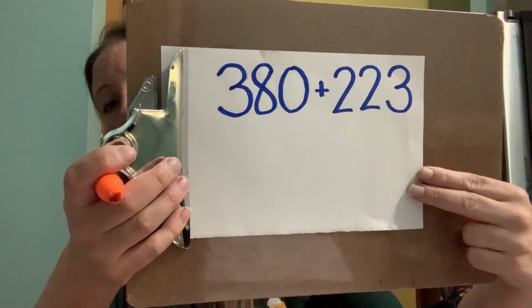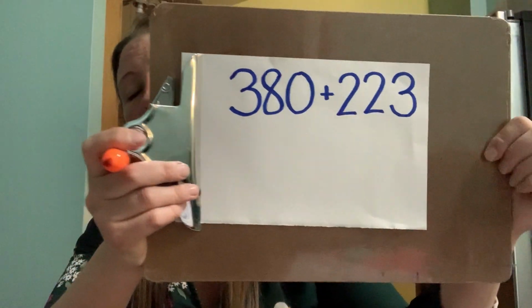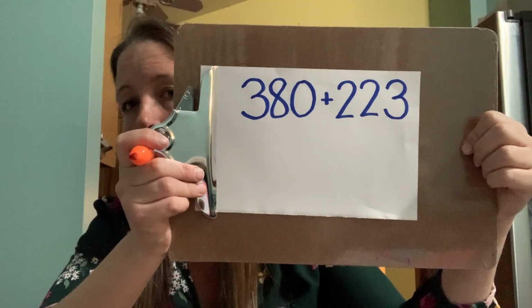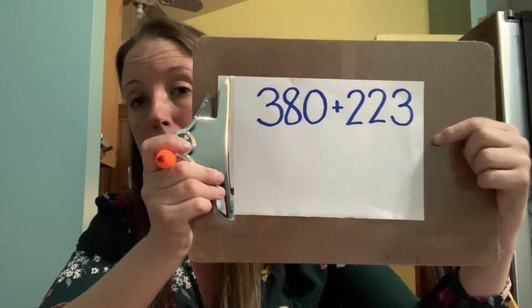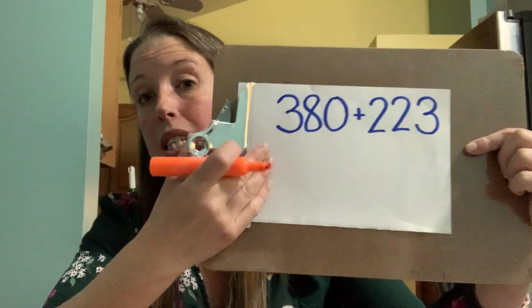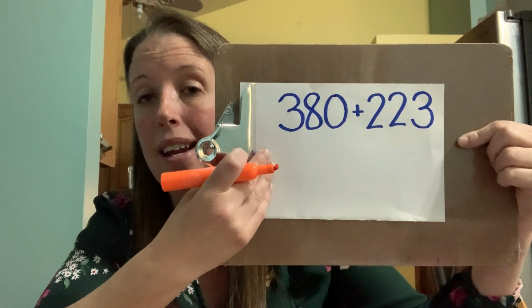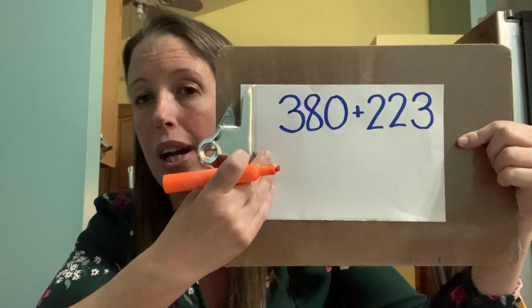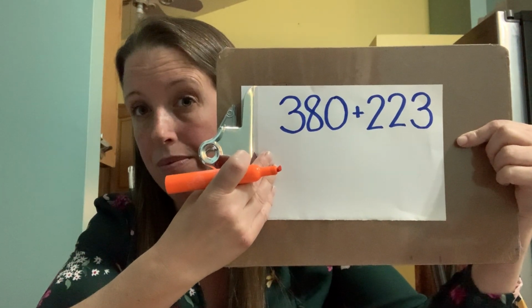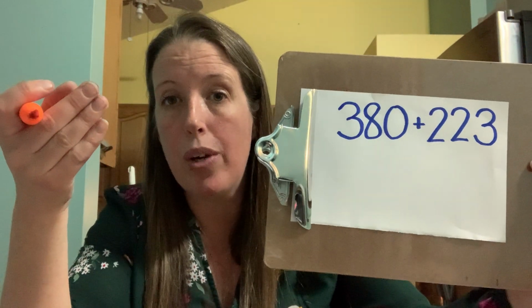I have 380 plus 223, and I want to make a friendly number. And a really nice way to make a friendly number is to bring us to our nearest 100. So 380 is pretty close to what 100? 400. So what do I need to get there? 380, 390, 400. I'm missing 20.